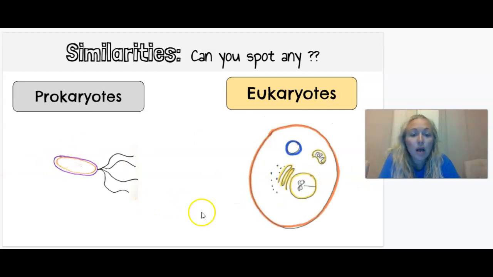There are also some similarities. So all cells, living cells, have certain things in common. So I'm going to give you about 5 seconds to look at this slide and see if you can spot anything that looks similar between this prokaryote and eukaryote.